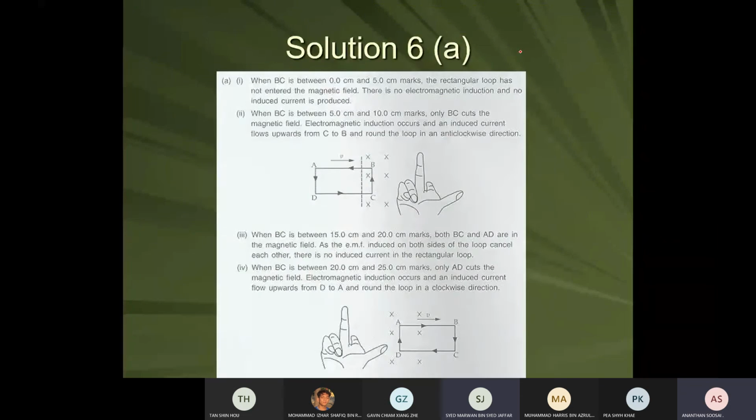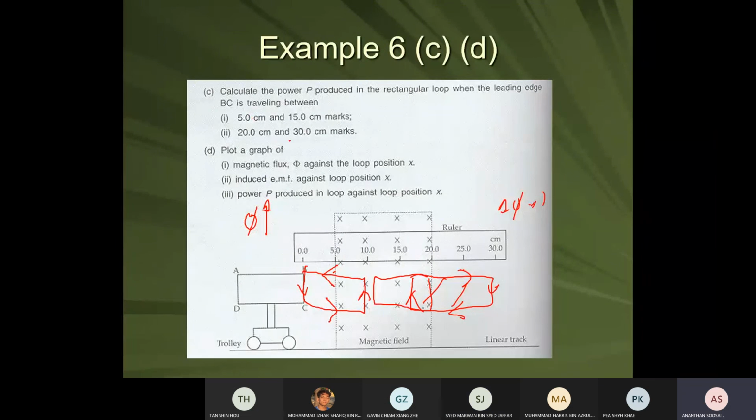Okay, so that's your C. 20 to 30, the same power will be generated, right? Yes. Flux change the same. 20 to 30, completely leaves. So flux change is the same, so same power generated.